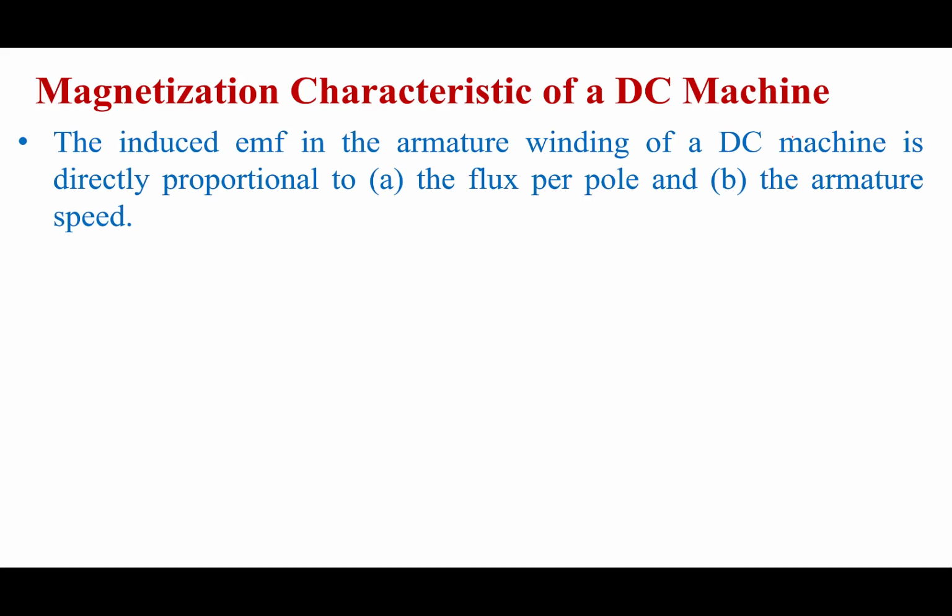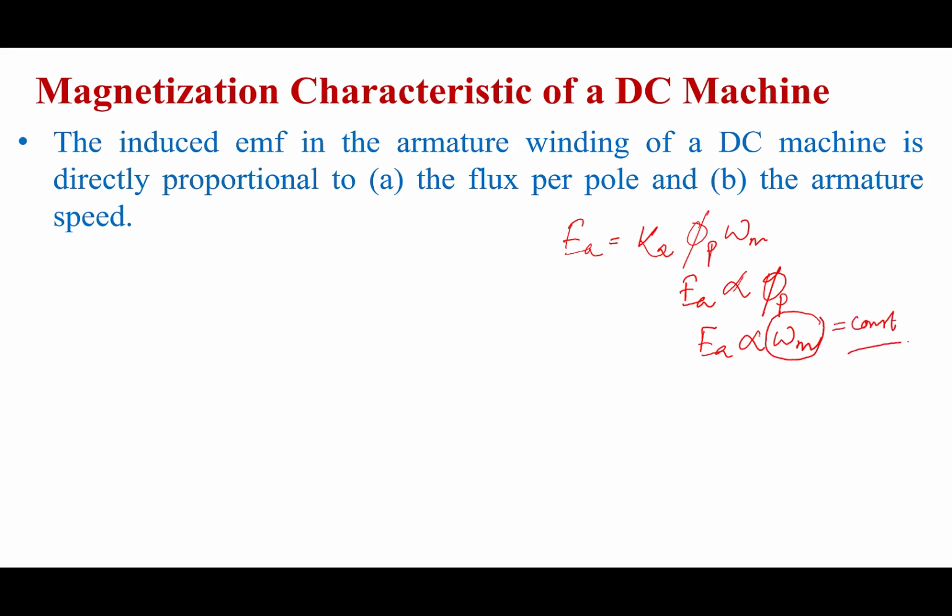So what is this magnetization curve or magnetization characteristic of a DC machine? We know that the induced EMF in the armature winding of a DC machine is directly proportional to the flux per pole and the armature speed. Already we have seen, right? EA is equal to K phi P omega M. Therefore EA is directly proportional to phi P, and also EA is directly proportional to omega M. If I run my machine at rated speed, let us say omega M is constant, and I am varying the flux.